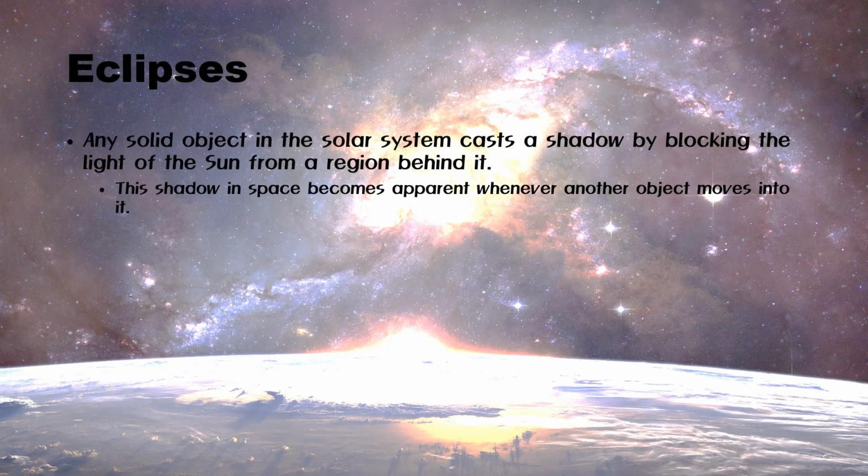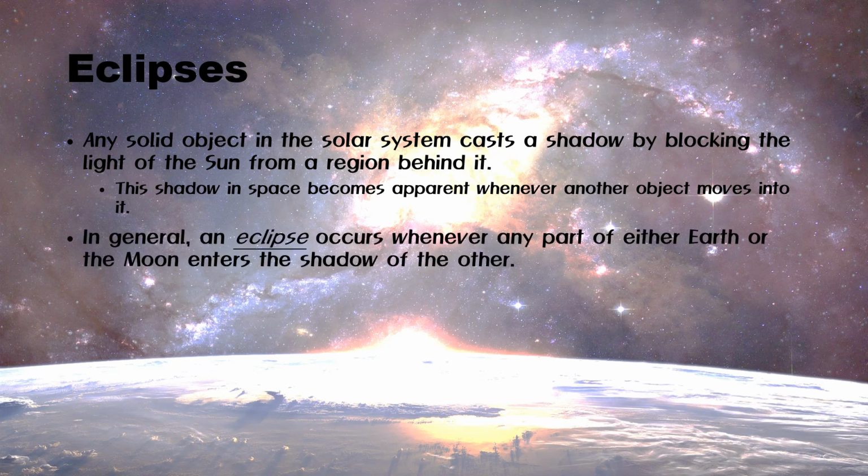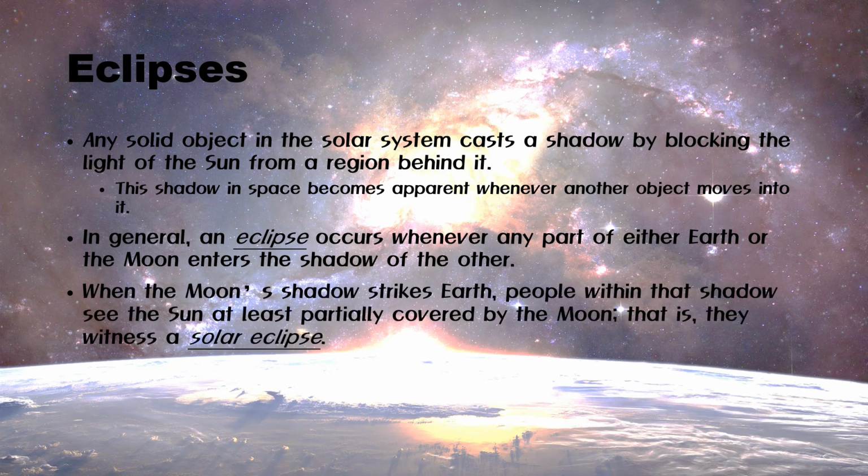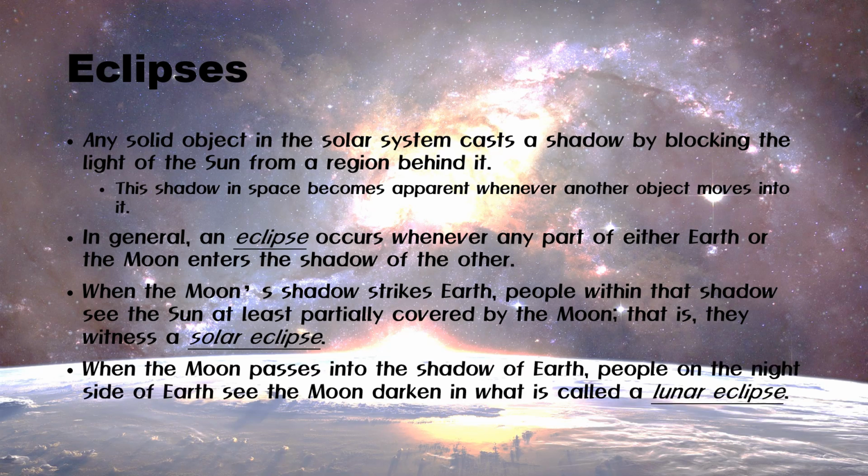Now, any solid object in the solar system casts a shadow by blocking the light of the sun from a region behind it. This shadow in space becomes apparent whenever another object moves into it. In general, an eclipse occurs whenever any part of either Earth or the moon enters the shadow of the other. When the moon's shadow strikes Earth, people within that shadow see the sun at least partially covered by the moon, that is, they witness a solar eclipse. When the moon passes into the shadow of the Earth, people on the night side of Earth will see the moon darken in what we refer to as a lunar eclipse.